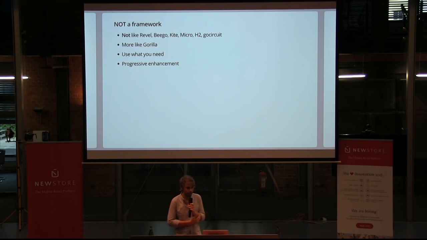Gokit is not a framework, so it's not like these other things. If you're familiar with Go, maybe you've heard of Revel or Beego. Kite is kind of a weird one. Micro is another thing that claims it's a microservices framework, H2, Go Circuit. These are all kind of all in. They carry, in my opinion, a lot of opinions with them. Gokit is more like Gorilla in that you kind of pick and choose what you need. And as you mature as an organization, you can pick and choose more things from it. Progressive enhancement is a phrase I like.